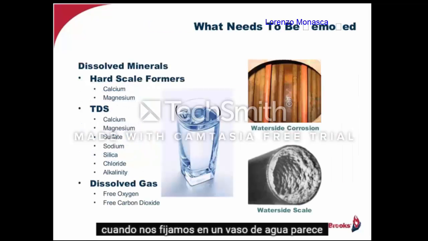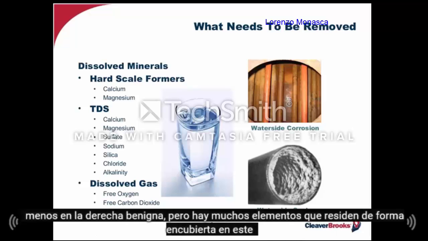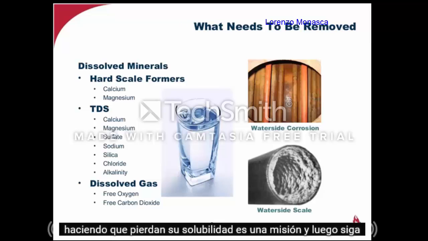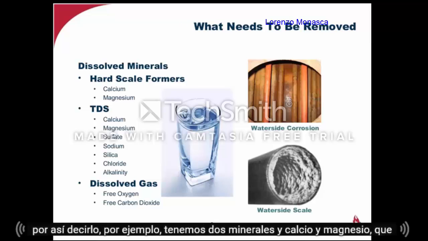You know, when you look at a glass of water, it seems pure and benign, right? But there are many elements covertly residing in this substance and only reveal themselves when heated, causing them to lose their solubility, as I mentioned, and then fall out, so to speak.